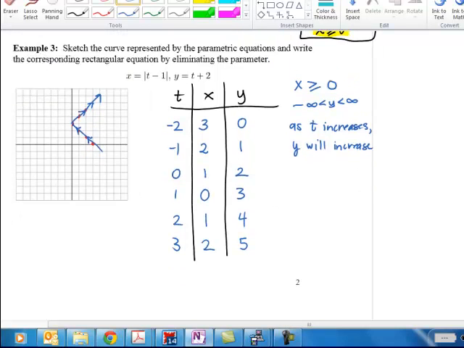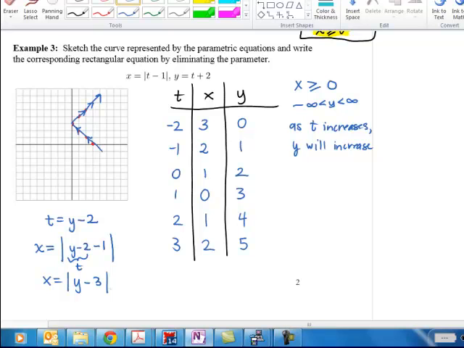Okay, so if we want the corresponding rectangular equation, you want to maybe solve one of these for t. It looks a lot easier to solve the y equation for t. So I'd have t is y minus 2, and then sub that into the x equation. So we'd have x equals the absolute value of y minus 2 minus 1. And this is our expression for t. So what we have is x equals the absolute value of y minus 3.